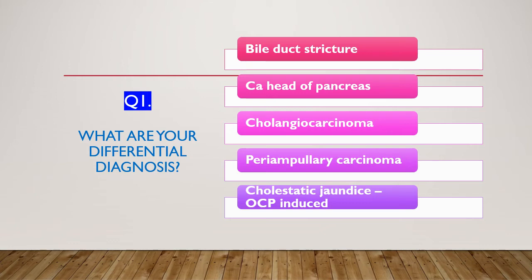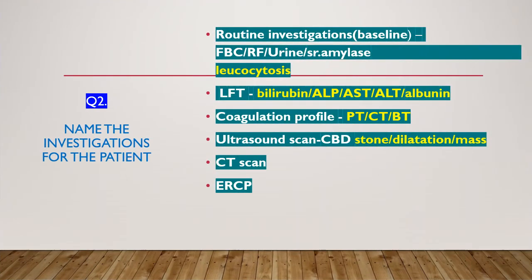Okay, now we come to the questions. What are your differential diagnoses in this patient? As I've already said, bile duct strictures, carcinoma of the head of pancreas, cholangiocarcinoma, periampullary carcinoma, and cholestatic jaundice, oral contraceptive induced or estrogen induced cholestatic jaundice. Name the investigations for this patient.